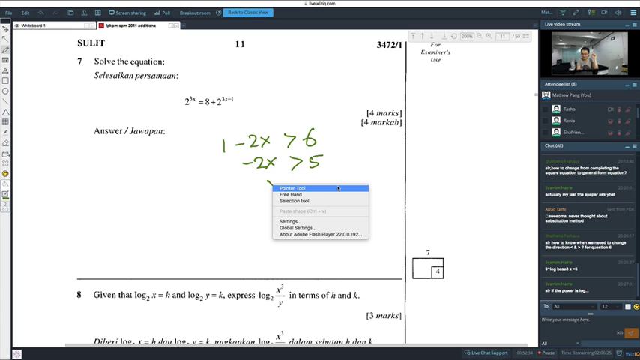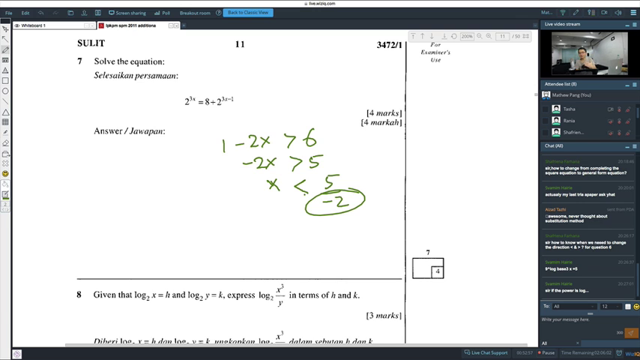Oops, some technical problem here. Okay, if I move my negative 2 to the other side, I have 5 over negative 2. I'm dividing by negative 2, isn't it? So if you use this symbol, it is wrong. You have to change this symbol from bigger than to less than.